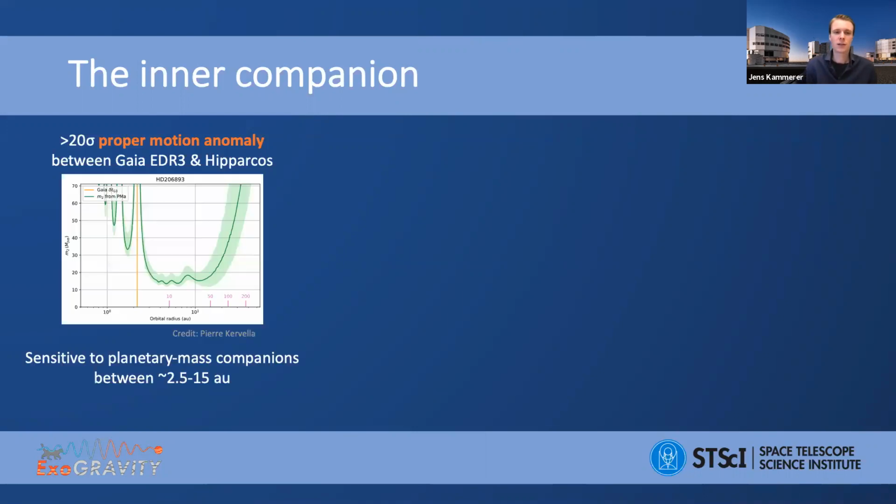And this anomaly is exactly sensitive to planetary mass companions in the range where HD 206893 b and c, those two planets, are located, as you can see in this figure here from Pierre Kervella. So exactly there we are sensitive to planetary mass companions, which is great because we can use this anomaly then to place some mass constraints on the planets based on this Gaia data.